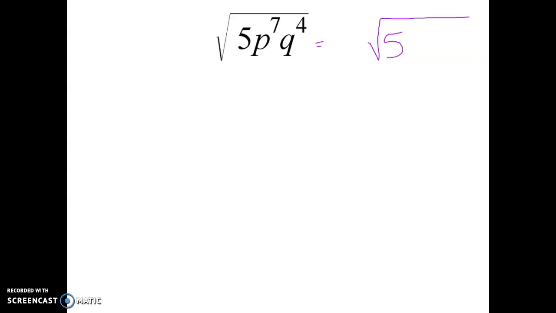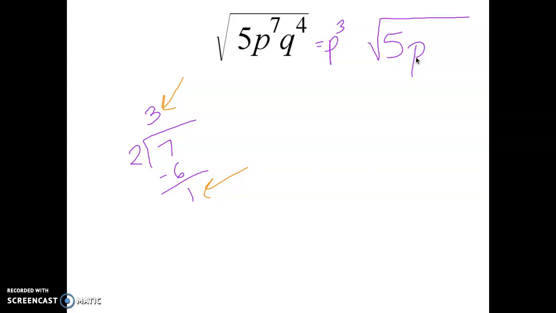Okay, so now let's try to handle that variable of p. All right, let's see. 2 goes into 7 3 times with 1 left over. All right, so now if you remember, this one tells us how many come on the outside. So I'm going to end up with p to the third on the outside. And this one tells us how many go on the inside. So I'm going to have p to the first, or just plain p, on the inside.